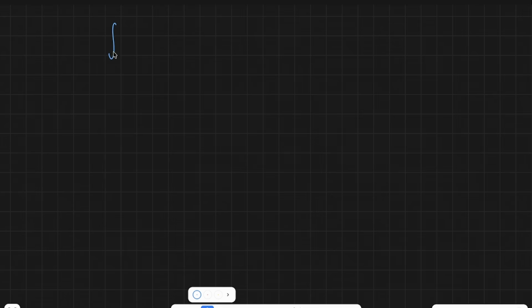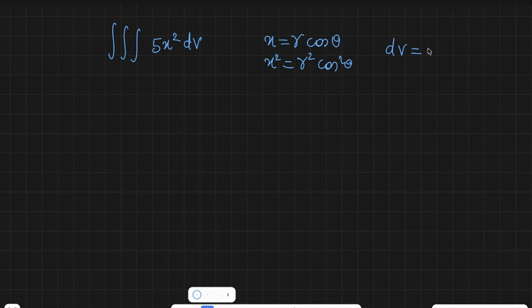so this is basically the triple integral 5x square dv that was given. So let's take x is equal to r cos theta. So what is your x square? That will be r square cos square theta. And one more thing, dv will be r dr d theta dz. This is the cylindrical coordinate system.